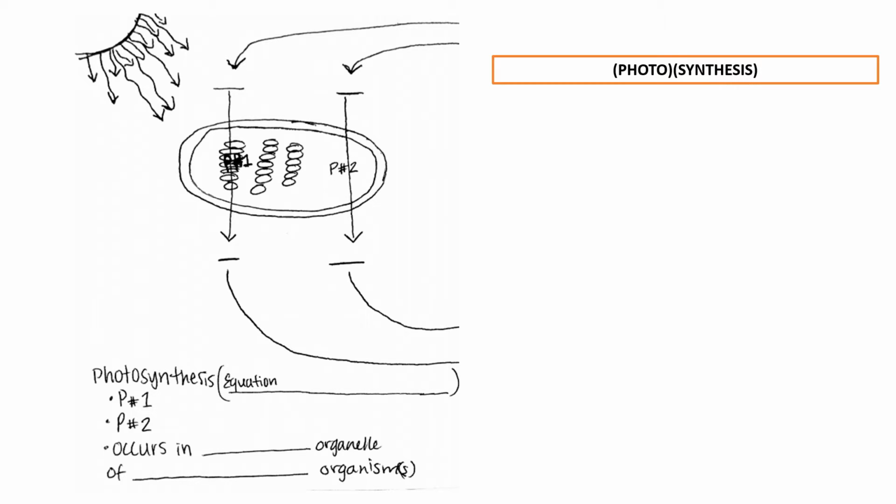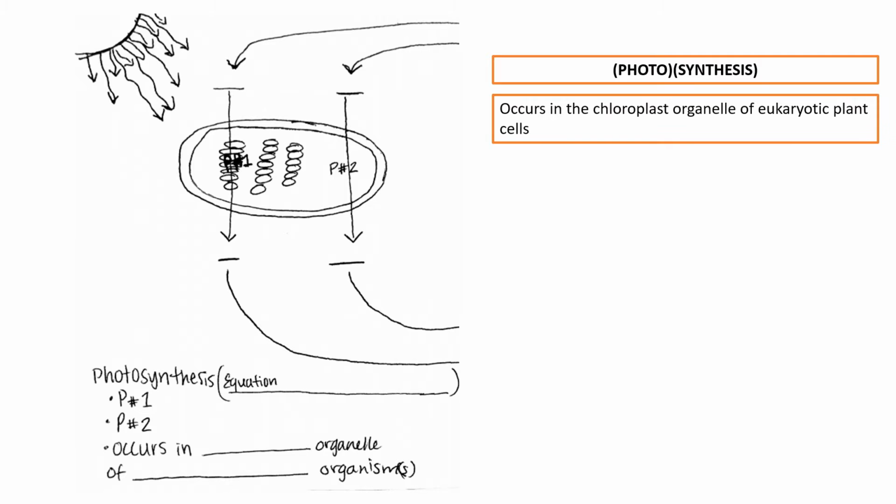So if I were to break down the word photosynthesis, photo means light, synthesis means to build or to create. So the word literally means I am using light, I'm using solar energy to build or to create something. This process occurs in the organelle called the chloroplast. Chloroplasts are only found in eukaryotic plant cells.